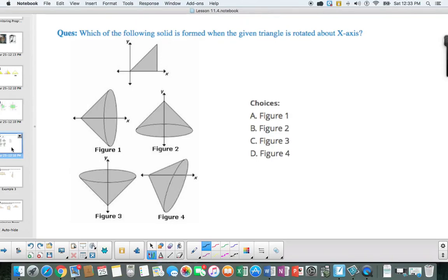Okay, so let's test your knowledge here. If we were to take this figure and revolve it around the x-axis, would it have this shape, this shape, this shape, or this shape? And the answer is it would have figure 1 shape. So it would be creating a cone.